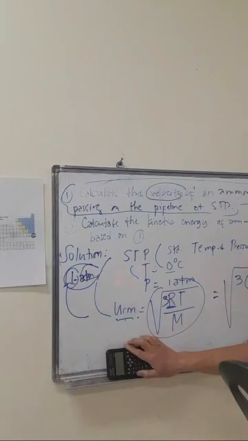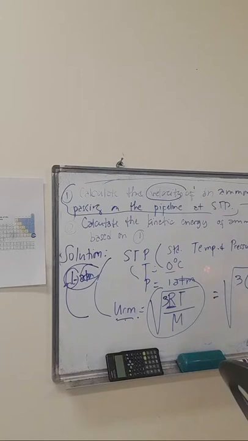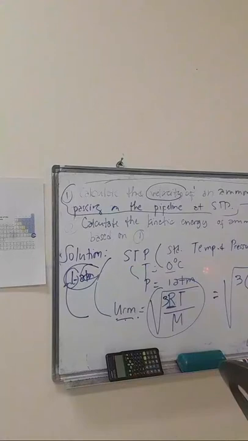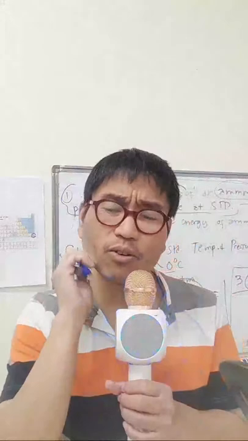Okay, going back to our formula. Substitute the 8.314, not the 0.08205. So 8.314 joules per mole Kelvin. And our Kelvin here, at STP, is 273.15 Kelvin. And then over the molecular weight of ammonia. Since ammonia, based on my memorization, is 17.04 something, right? So this 17.04 something, change this into kilogram per mole.